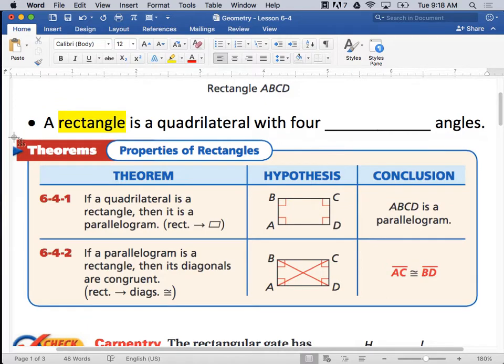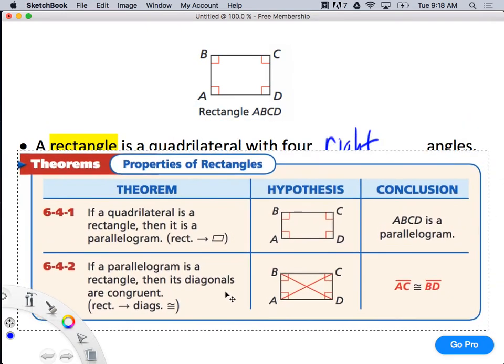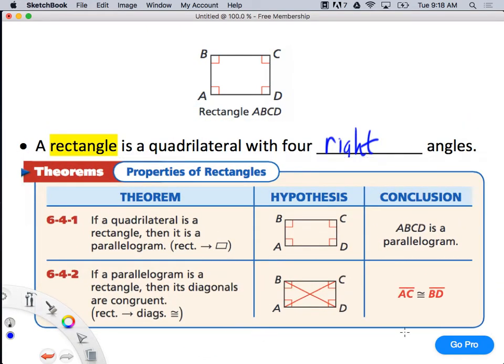So let's look at the properties of rectangles. Andrea, go ahead and read this first one for me. If a quadrilateral is a rectangle, then it is a parallelogram. This is basically saying a rectangle is a parallelogram. What does that mean? All those things apply. The opposite sides are parallel. Opposite angles are congruent. Opposite sides are congruent. All that stuff that we just talked about applies because this is a parallelogram.